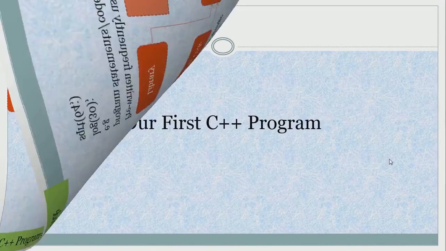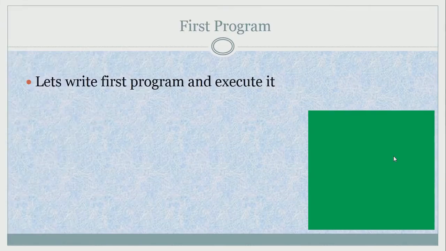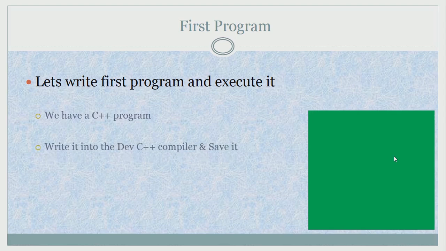Now let's move towards writing our first C++ program. In this slide, we will look at the steps of writing our first C++ program. First of all, we have a C++ program and we will write it in the DevC++ compiler and save it. Then we will compile the program and then we will run the program.